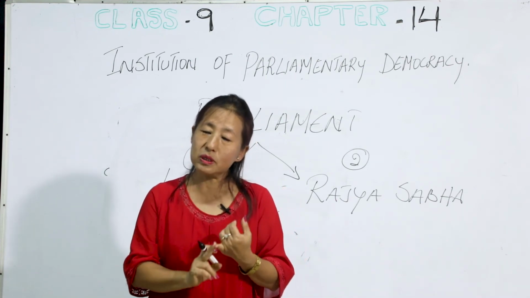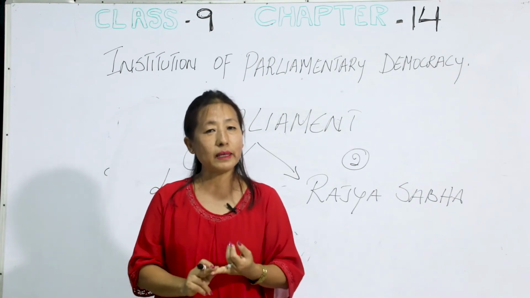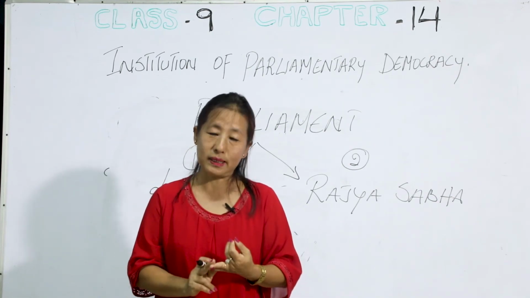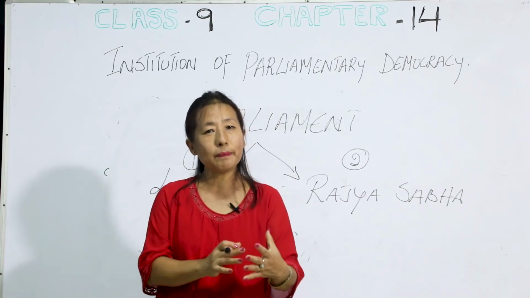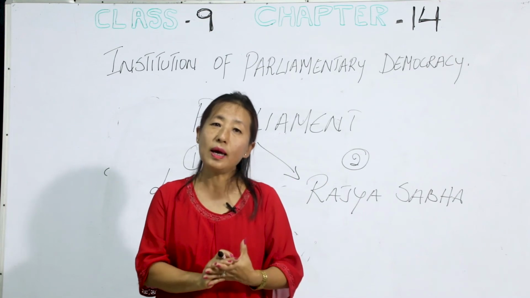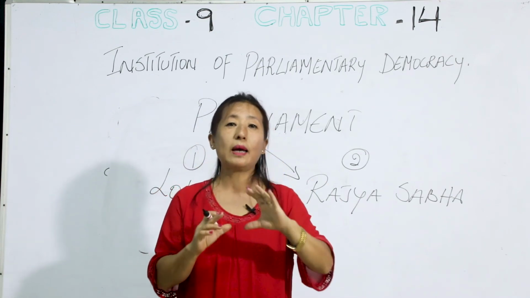So that is also one reason why Lok Sabha is considered more powerful than Rajya Sabha. That is, its members are elected directly by the people. Then regarding money matters, only the Lok Sabha can pass it. Then the third one is, if the Lok Sabha passes a bill, then the Rajya Sabha has to accept it.